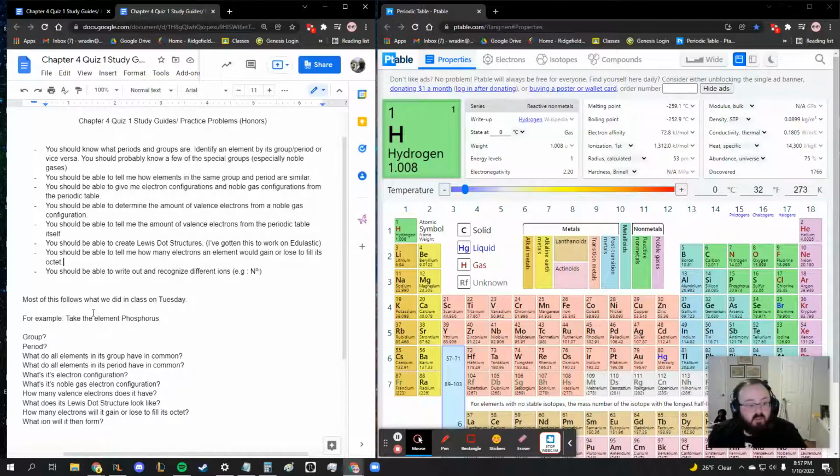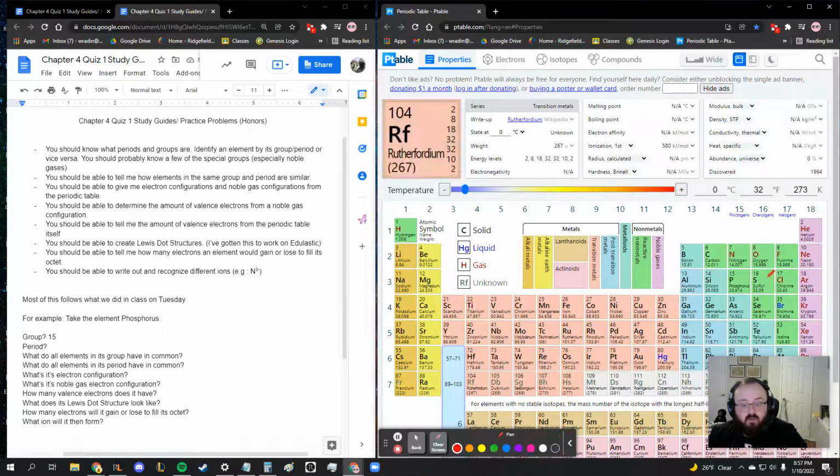Without further ado, what we're going to be doing is similar to what we did on Tuesday. I'm going to give you an element. Let's take phosphorus as our element right here, and I'm going to have you answer a few questions about it. The first thing: group of phosphorus. Group is our vertical columns. We're in group 15. Here's phosphorus. Circle phosphorus because we're going to be using it. Group 15, period 3. Nice and easy.